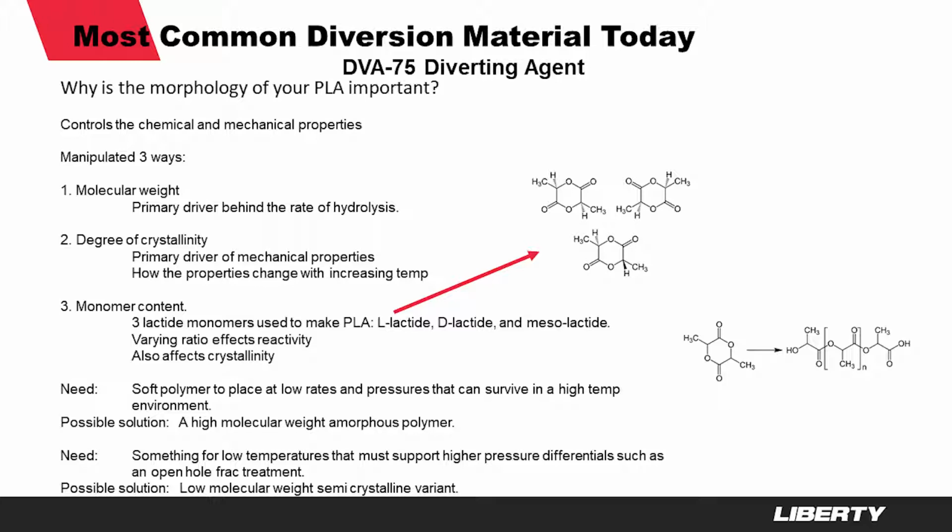So for example, if you want a soft polymer to place at low rates and pressures that can survive in a high temperature environment, you would look for a high molecular weight amorphous polymer. If you want something for low temperatures that must support higher pressure differentials in open hole frac treatment, for example, you would look for a low molecular weight semi-crystalline variant.